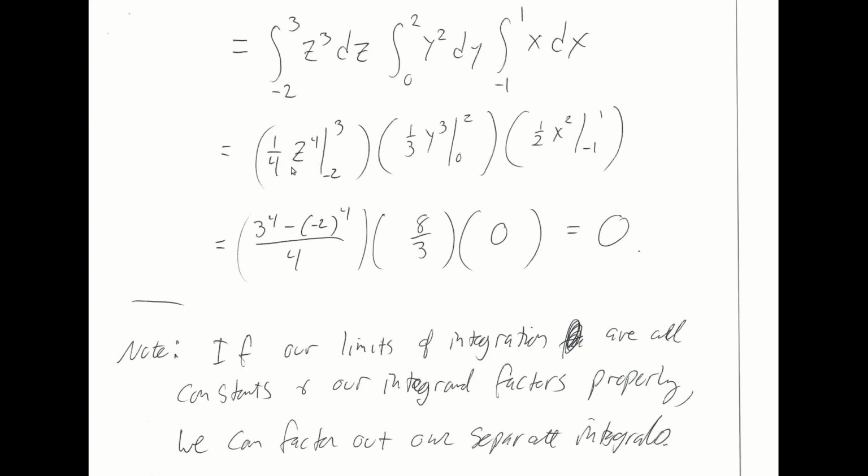Z cubed is going to 1/4 of z to the 4th, z squared is going to 1/3 of the cube, and x is going to half of the square here. And we've got our limits of integration. We can plug those in. This one I didn't bother to simplify yet. This one I simplified. It was a bit easier. But the key aspect is that for the square, x squared at 1 is 1, x squared at -1 is also 1, and their difference gives me 0. So the whole of the integral actually has value 0 here.